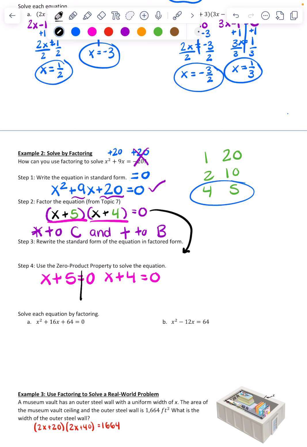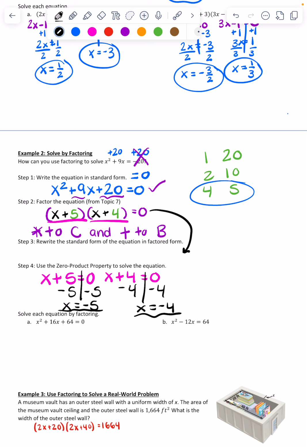Now, one pattern you guys are going to start to see is that if these are one-step equations, it's really just the opposite of the factors that we see. So what I mean by that is that my first solution ended up being negative 5, and my second solution ended up being negative 4. Those are our two solutions, negative 5 and negative 4.